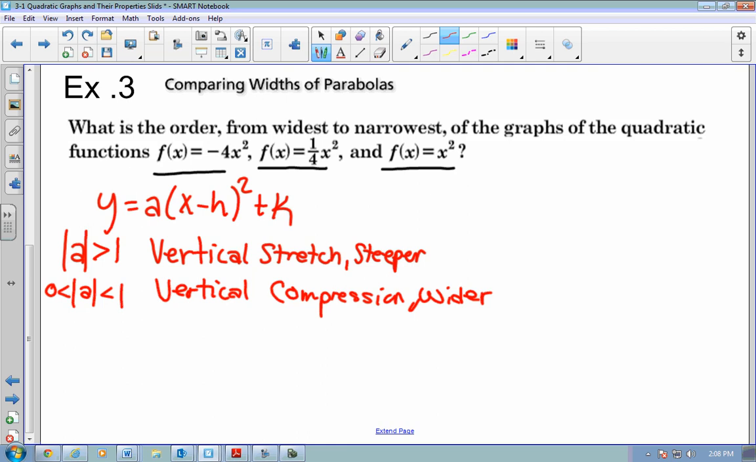And lastly, if A is less than 0, meaning it's negative, the graph flips. We call that flipping about the x-axis. I'm not going to put the x-axis because it flips about the vertex, really, depending where it's been shifted.